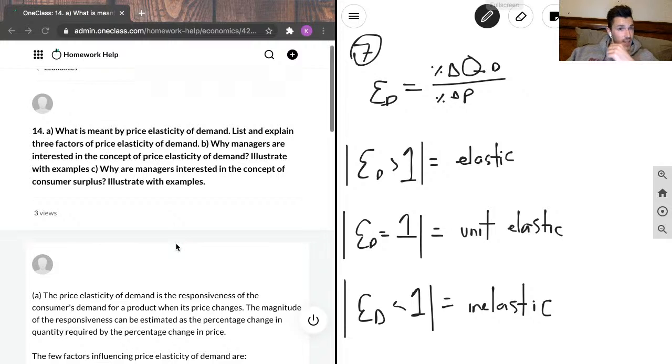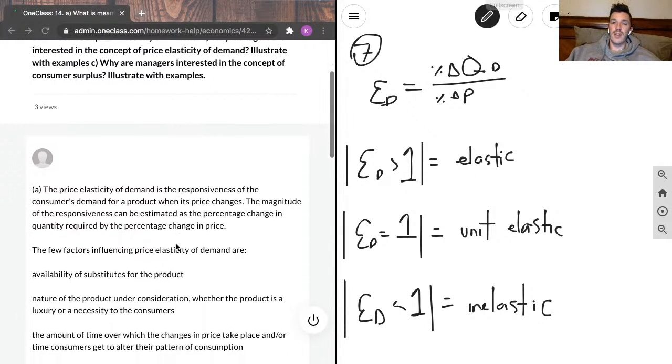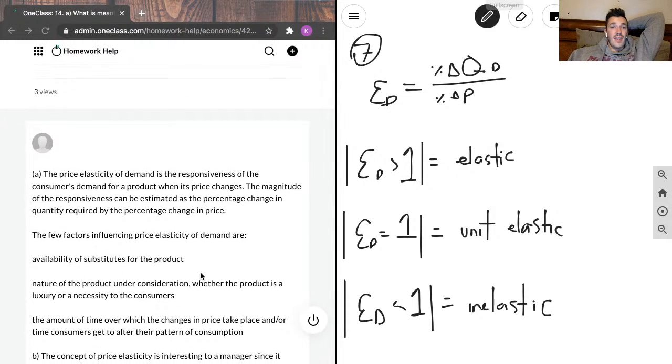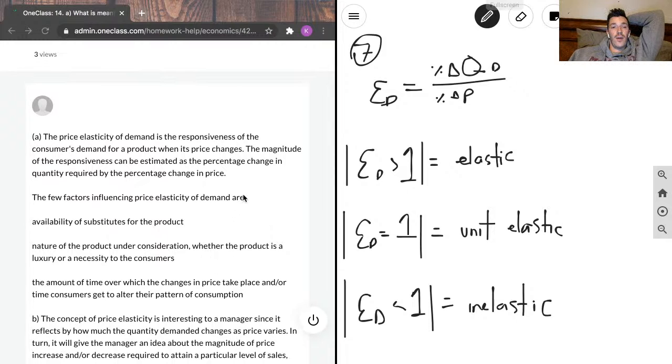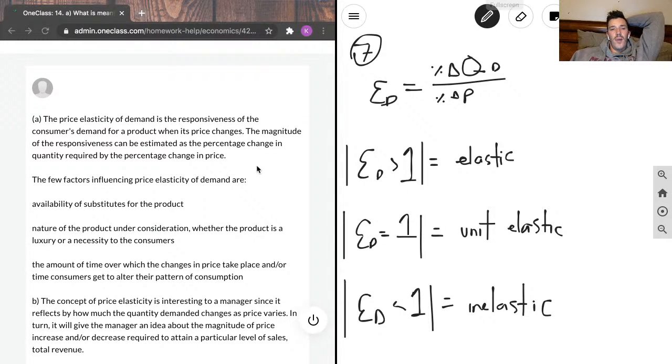So A says, list and explain 3 factors of price elasticity of demand. Our junior tutor has written that the price elasticity of demand is the responsiveness of the consumer's demand for a product when its price changes. The magnitude of responsiveness can be estimated as the percentage change in quantity demanded over the percentage change in price. The factors influencing price elasticity of demand are availability of substitutes for the product, nature of the product under consideration, whether the product is a luxury or a necessity to consumers, and the amount of time over which the changes in price take place, or the time consumers get to alter the pattern of consumption.